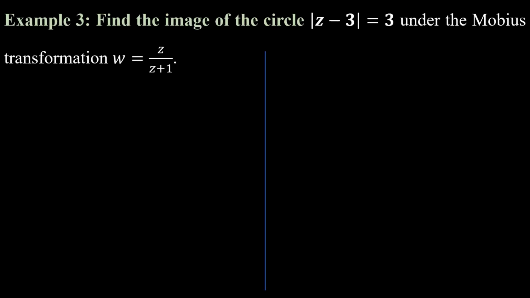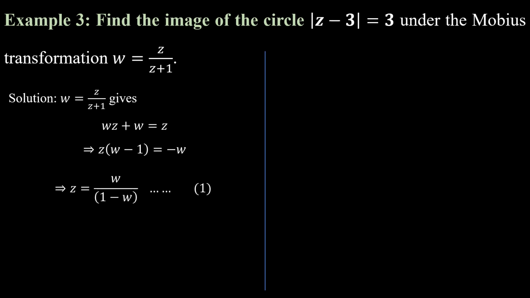Now we see again some questions related to bilinear transformation. Find the image of the circle mod z minus 3 equals 3 under the Mobius transformation w equals z upon z plus 1. So w equals z upon z plus 1. By cross multiplication, wz plus w equals z, and taking z common, z(w minus 1) equals minus w. So z equals w upon 1 minus w, that is the inverse transformation we get here.